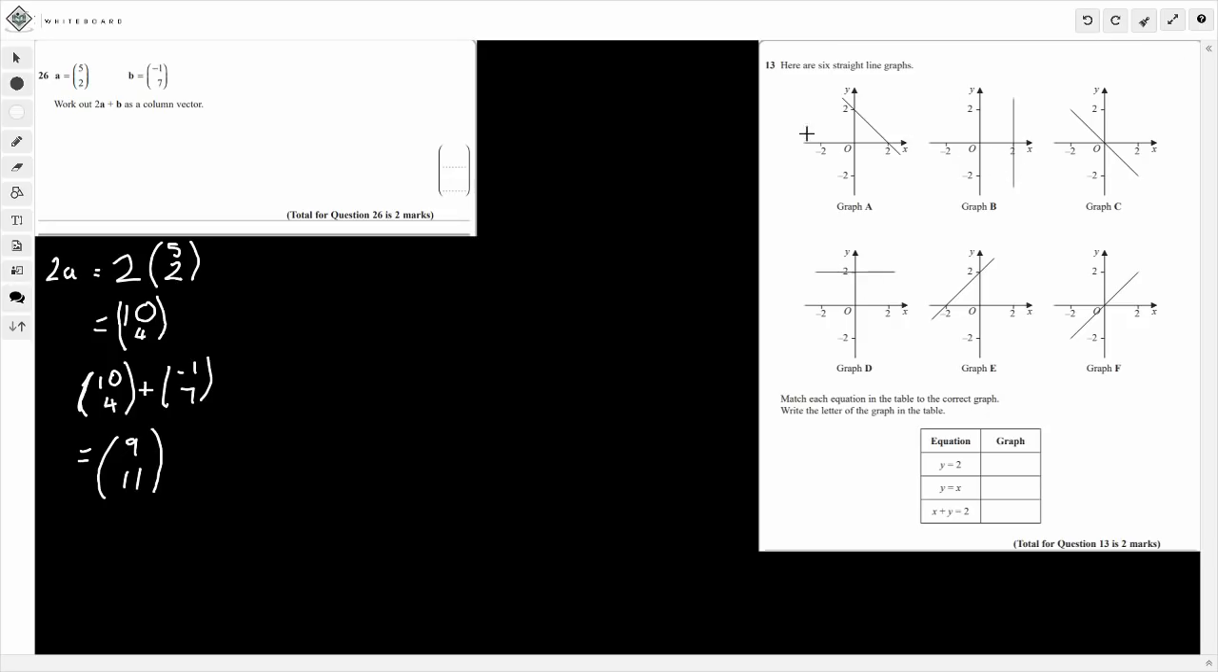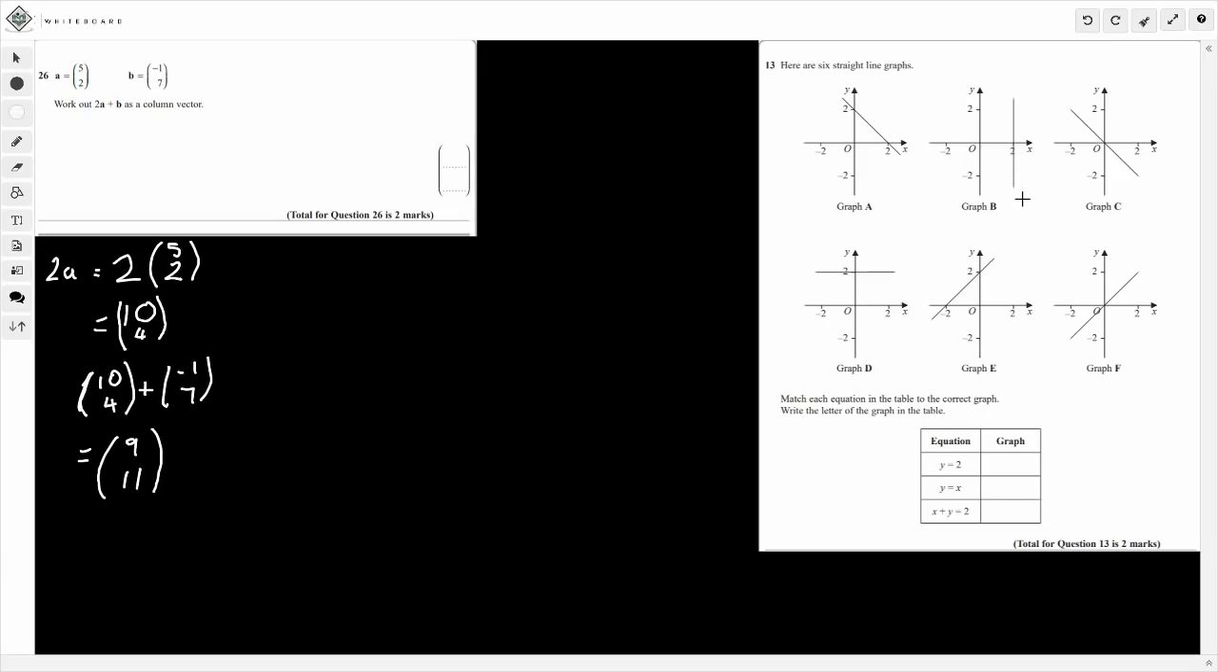Question 13. We have 6 straight line graphs. You have to match the equation in the table to the correct graph. So the first equation, y equals 2. We have to figure out which one this is. Now, straight away, you should know this is just going to be either a horizontal or vertical line. It's going to look either like this one here, graph B, or it's going to look like this one, graph D. Now, you've got to decide which one it is. So at the end of the day, it's a 50-50, but only one of them's correct. So how do we know which one?